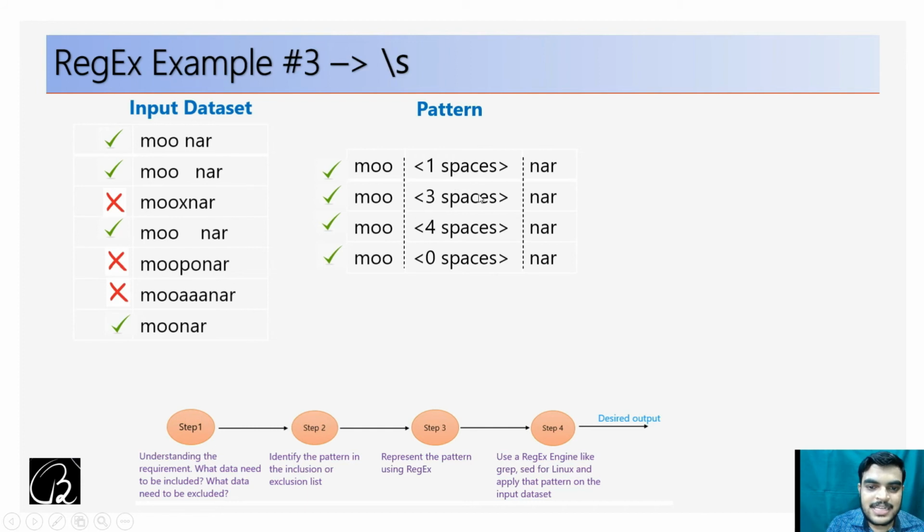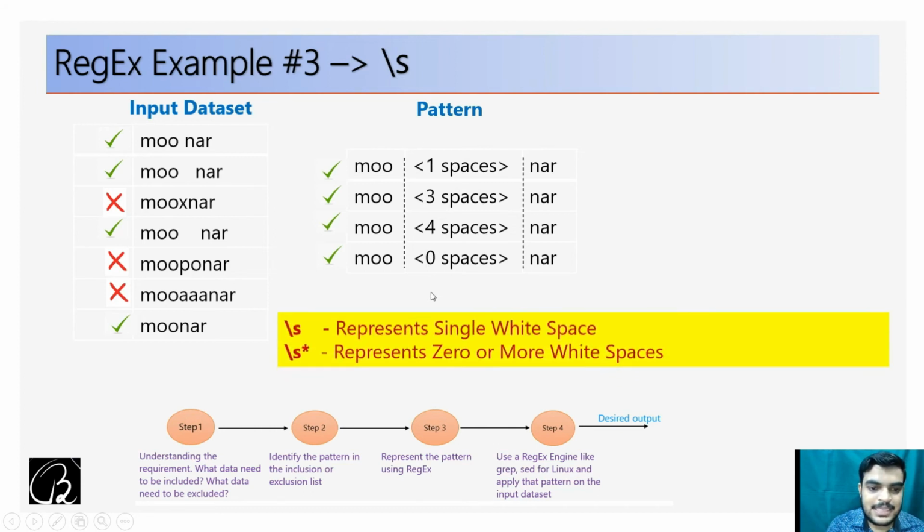Okay, so in order to satisfy our criteria, let's look at the symbol that we have in the regex basic set, that is \s. It represents a single white space. But in our cases, we have only one case where we have a single white space, right? This one, the first one you can see. But here we have multiple white spaces, 0 or more white spaces, right? So how to do that?